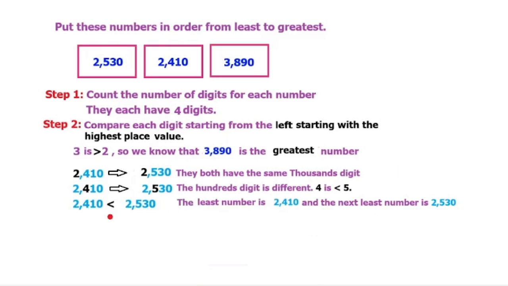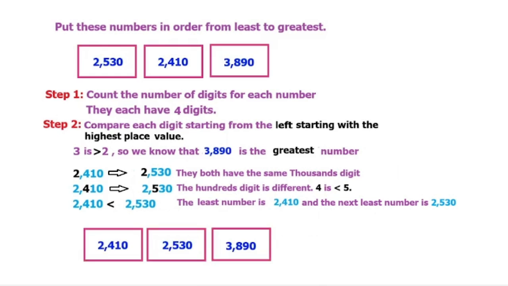So 2410 is less than 2530. The least number is 2410 and the next least number is 2530. So what's left is to put them in order. So 2410 is the least, the next least is 2530, and the greatest is 3890. And that's the end of that problem.